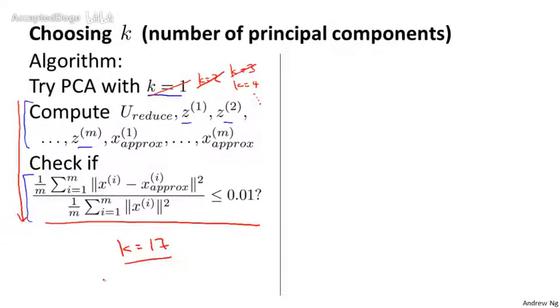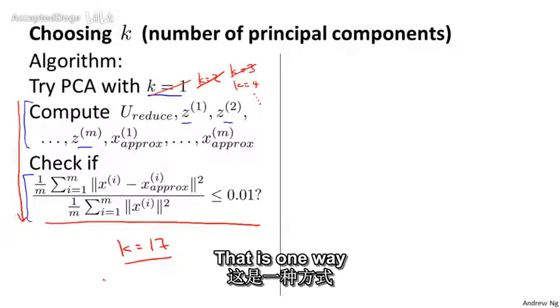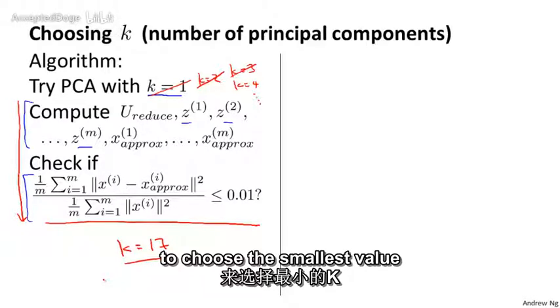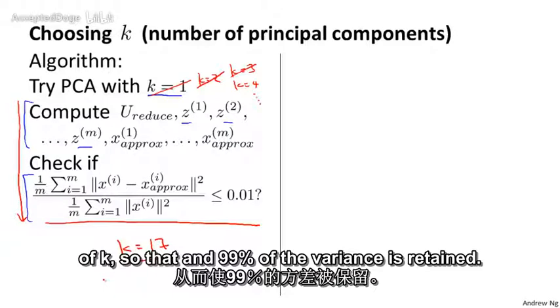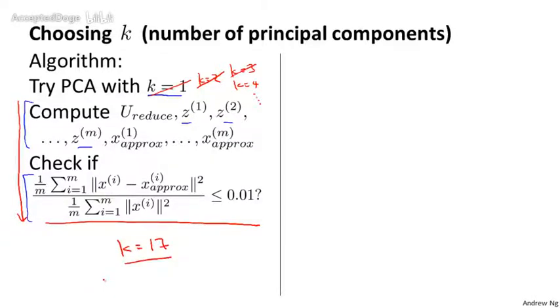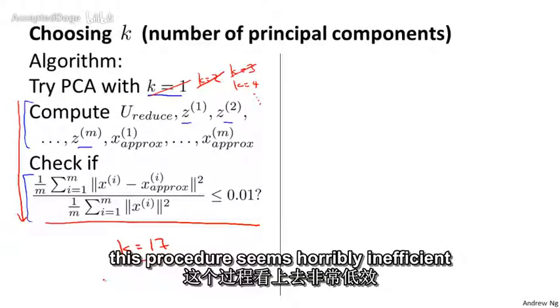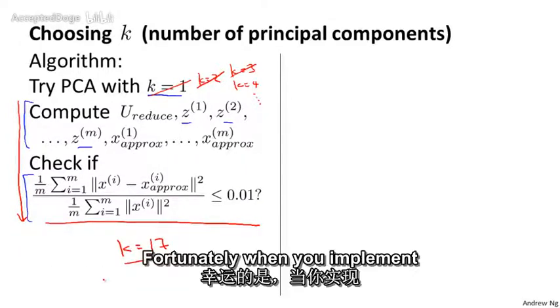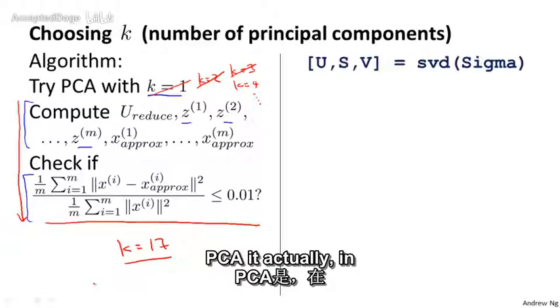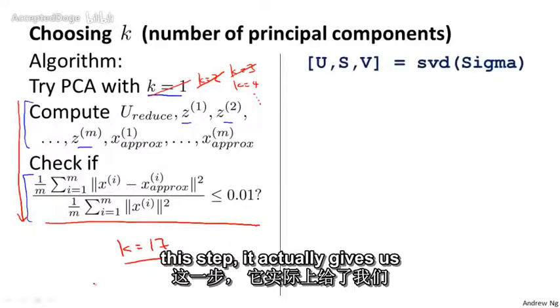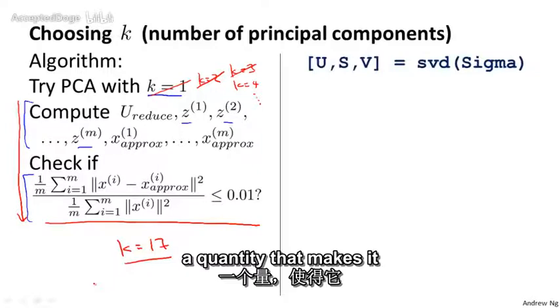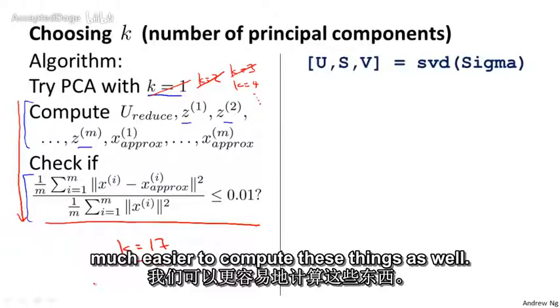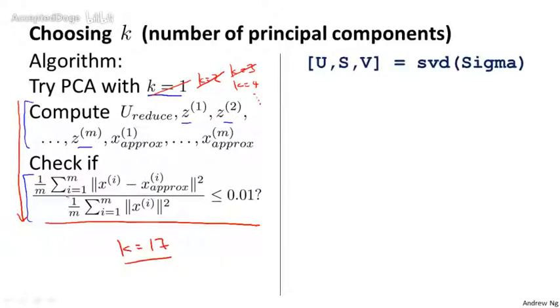So that's one way to choose the smallest value of k so that 99% of the variance is retained. But as you can imagine, this procedure seems horribly inefficient. We're trying k equals 1, k equals 2, we're doing all these calculations. Fortunately, when you implement PCA, in this step it actually gives us a quantity that makes it much easier to compute these things as well.